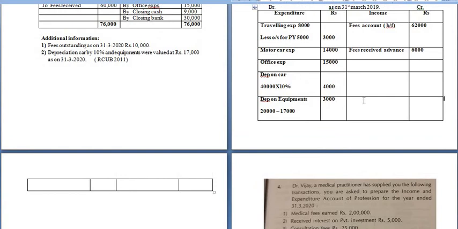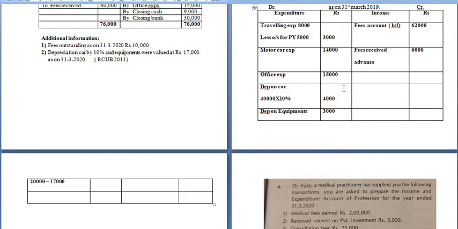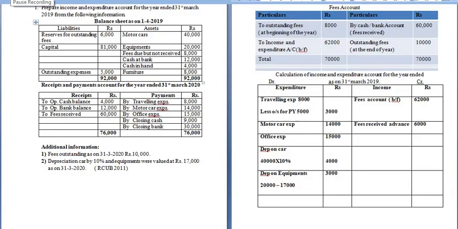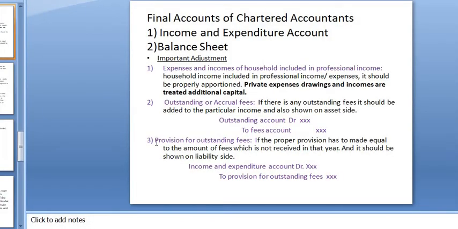A very important one more thing. After that, I would like to tell one more important concept. As per the given information, we just have to bifurcate income as well as expenditure. But I would like to tell regarding the fees outstanding as on 31st March 2020. If you made any provision for outstanding fees for the current year, the proper provision has to be made equal to the amount of fees not received in that year, and it should be shown on the liability side. So the entry is income and expenditure account debit, to provision for outstanding fees account.